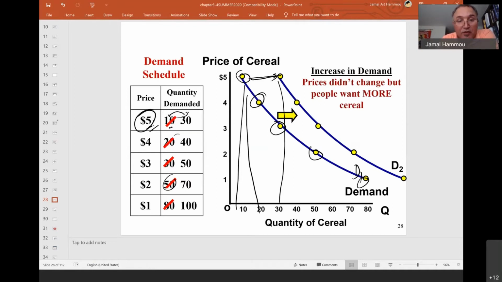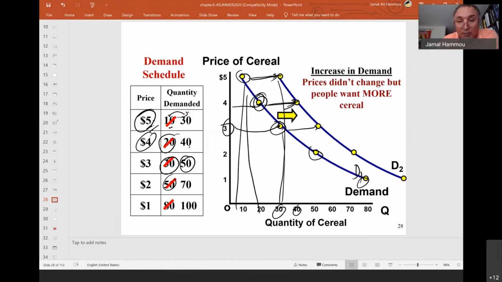Now at the price of 4, we used to buy 20. Now we are buying 40. You see, we moved this way. The price stayed the same, but the quantity increased. At the price of 3, we used to buy 30, now it's 50. Something happened. It's not the price because the price stayed the same here. We didn't change the price and we increased the quantity.